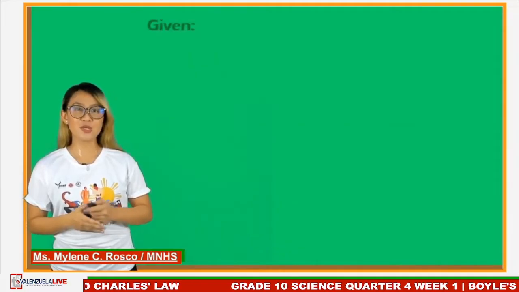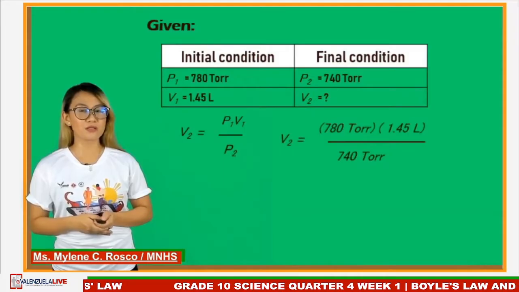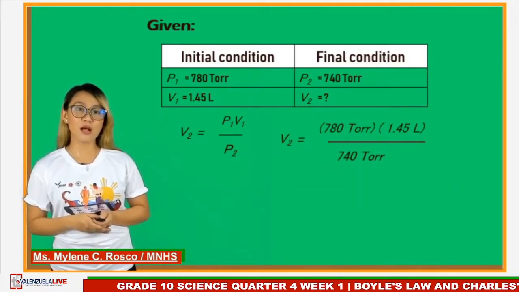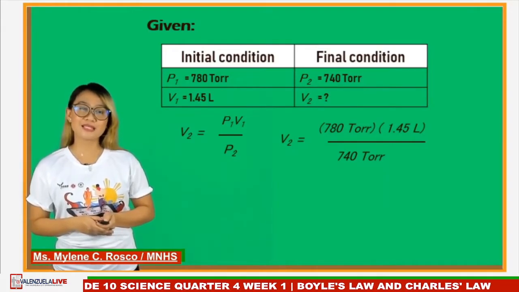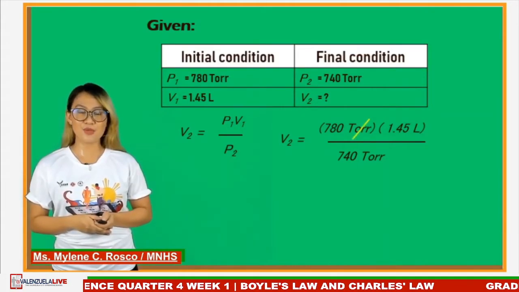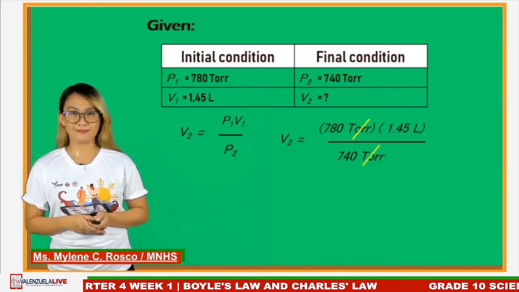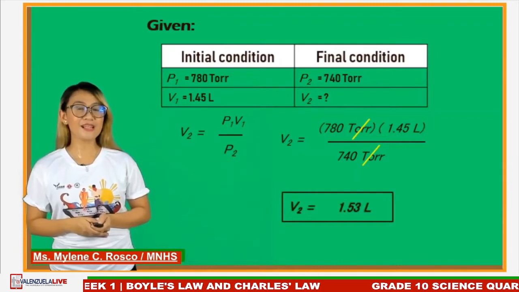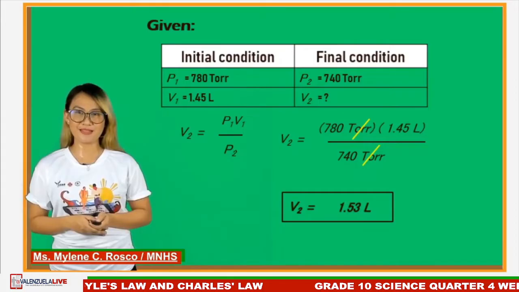Now let's substitute the given. Volume 2 is equal to 784 multiplied by 1.45 liters. Divide it by 744. Cancel the same unit, so we cancel the unit torr. And the final answer is volume 2 is equal to 1.53 liters.